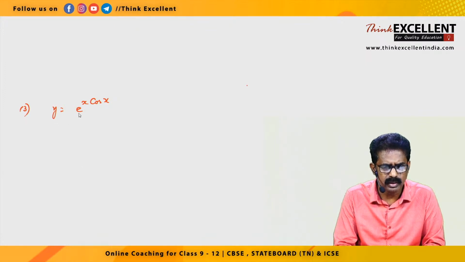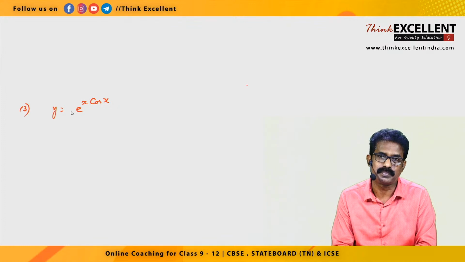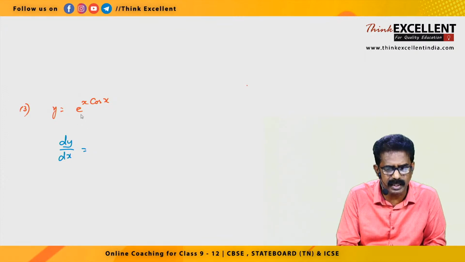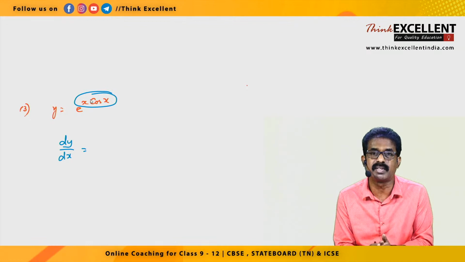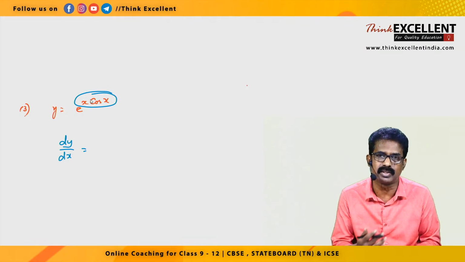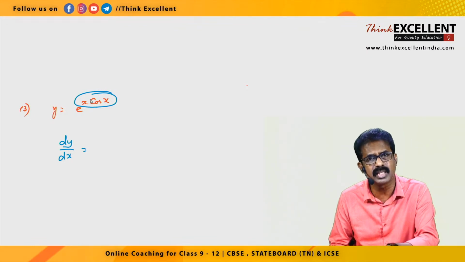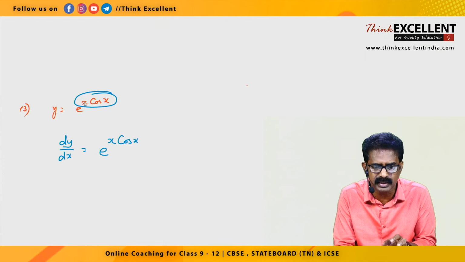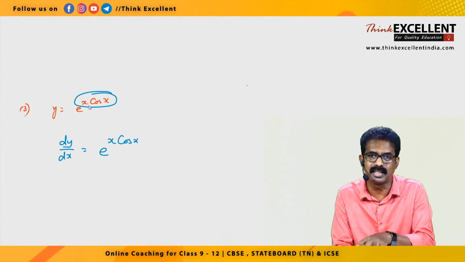y equal to e raised to x cos x. So we want dy by dx. So dy by dx is equal to, see, this is of which type? It is of the type e raised to something. So this is of the type e raised to x, right? What's the derivative of e raised to x? e raised to x itself. We write it as it is, e raised to x cos x. Don't stop. Now what did we take as x? We took x cos x as x.